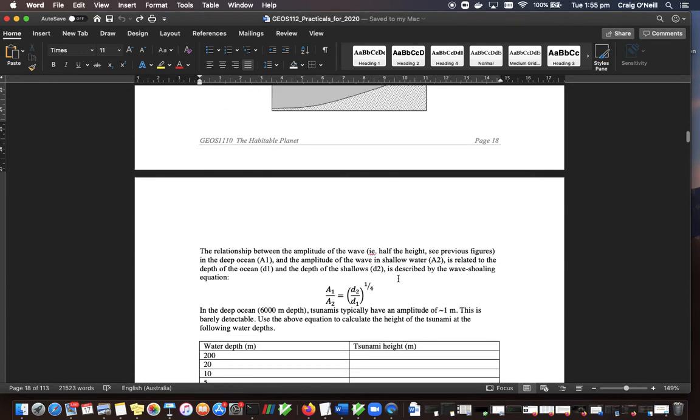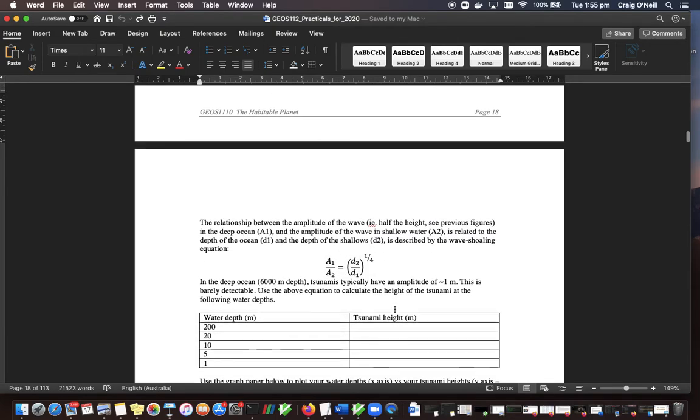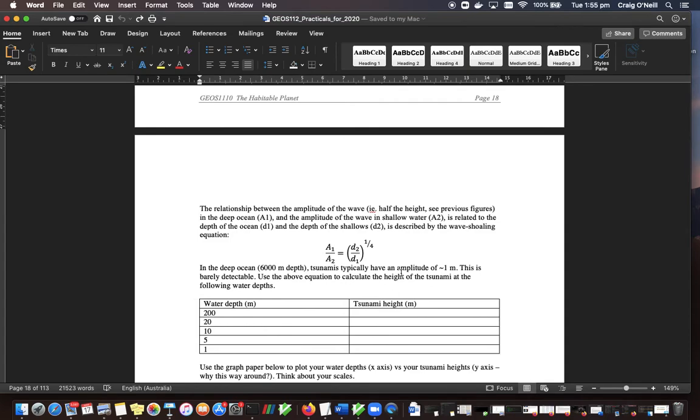The equation describing how this happens is what we call the wave shoaling equation, which looks like this. For those of you who haven't done any maths for a little while, we won't inflict too much pain on you here. Just to sum this up, A1 here is the amplitude of the wave in the deep ocean, which we've given you here as 1 meter. A2 would be the amplitude in your shallows, which is what we want to find out.